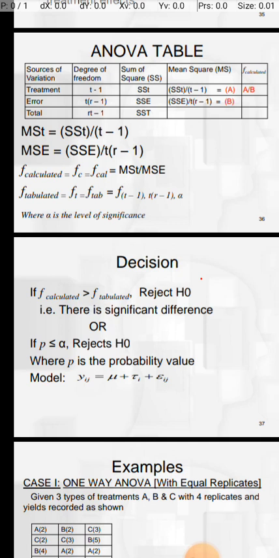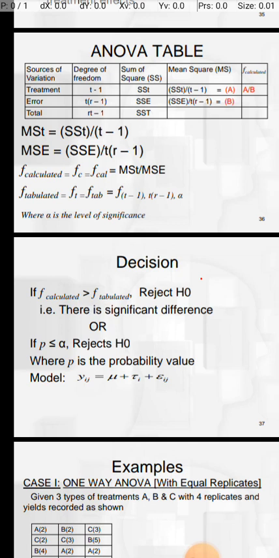Finally, there's one formula here. SST over t minus 1 equals A, that's B. So let's leave that, we'll still move to that. Now, F calculated equals MST over MSE. So when you get your MST over MSE, that will be your F calculated. So we go. Now let me move to the page.